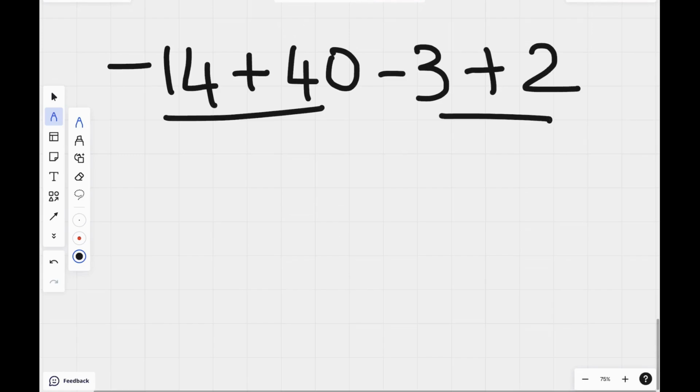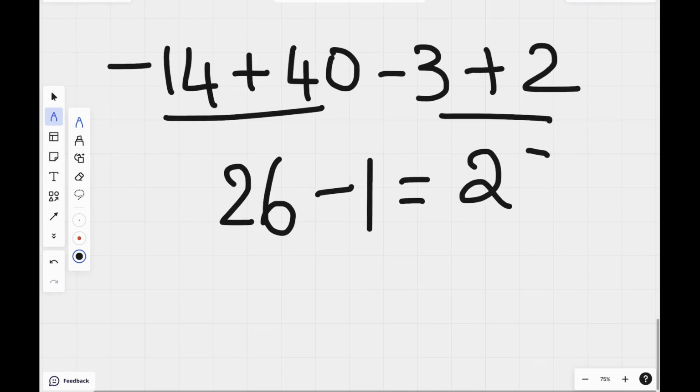positive 26, because 40 is larger than 14 and I retain the sign of my largest number. Between 3 and 2, the difference is 1, and I retain the sign of the larger number, which is 3, so negative 1. So my answer is positive 25.